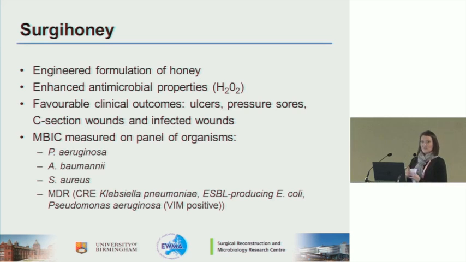It doesn't rely on a single floral source, so it can be made easily and it's scalable in production. And it's been used clinically by Matthew Dryden and others, and it's had good outcomes with patients who have ulcers, pressure sores, caesarean section wounds, and other infected wounds. And I've measured the ability of Surgihoney to prevent biofilm formation on a panel of organisms as shown, and these are all key wound pathogens. And I've also tested a range of multi-drug resistant organisms as well.